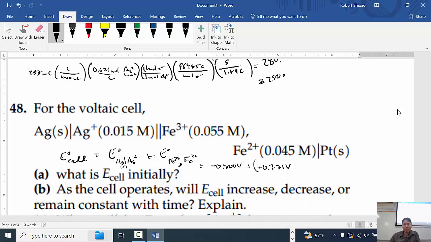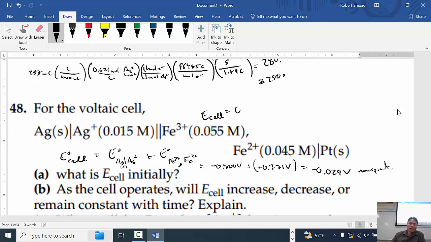0.771 volts. And so this is going to give us minus 0.029 volts. This is non-spontaneous under standard conditions. However, it's not just the strength, it's also the number. The number is going to be related to the concentration. And so we can see if this cell is going to run spontaneously based on this. And so under non-standard conditions, we might actually get a positive voltage rather than a negative voltage here.